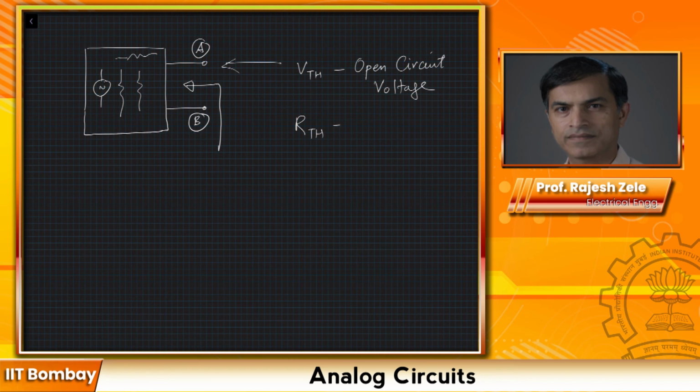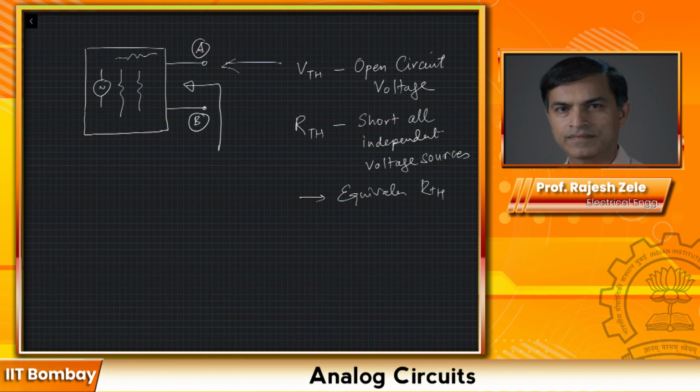Then what you will do is short all the independent voltage sources inside the box. So if there is any battery in there, you will short it out, and then you would find out what's the Thevenin resistance looking into the box. So you will measure RTH, and the key point here is you will short all independent voltage sources, and then you will find the equivalent RTH. That's what you will measure.